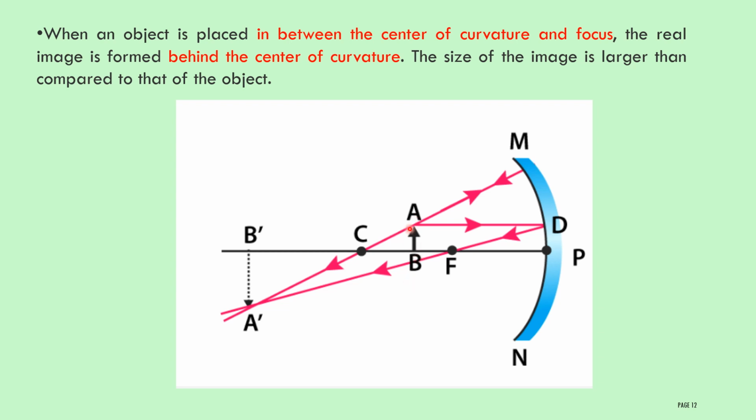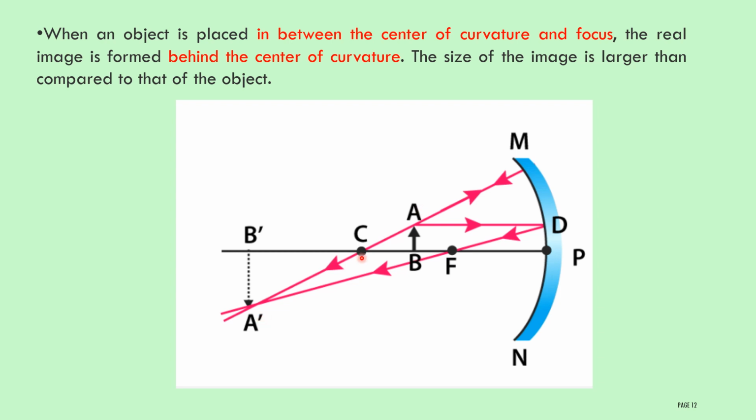AB is the position of the object here. Here also we will consider two rays. The first ray is AD. This ray is parallel to the principal axis. Therefore, if any ray is parallel to the principal axis, after hitting a reflecting surface, it will pass through the principal focus. Therefore AD, after hitting the surface, will pass through the principal focus in this direction. Then it will meet at a single point A dash.